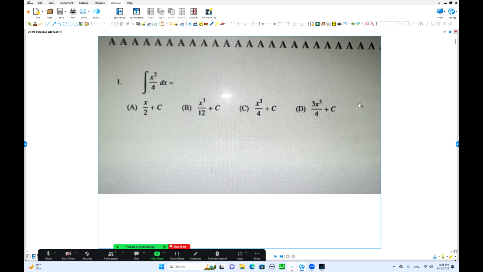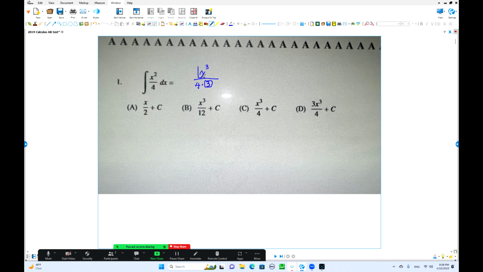Okay, this is number one. This is an antiderivative. All right, very simple, right? Antiderivative, just follow the rule, okay? Add 1, so it is x cubed and divided by the same number. We already have 4 there and divided by 3 again, right?